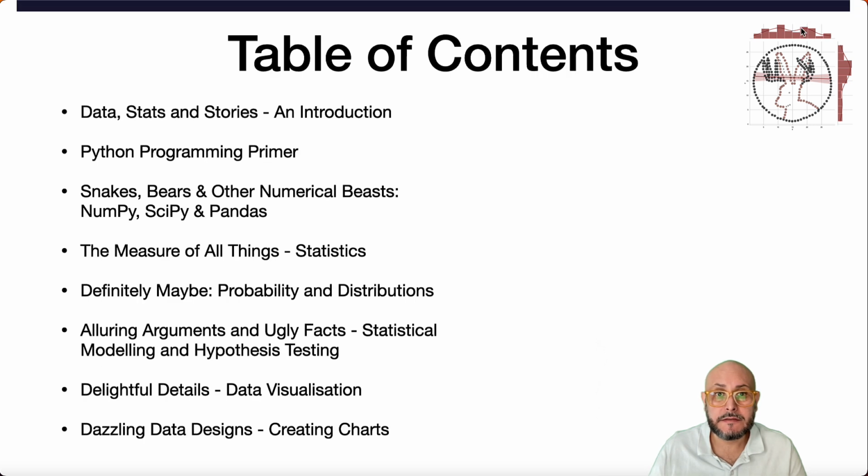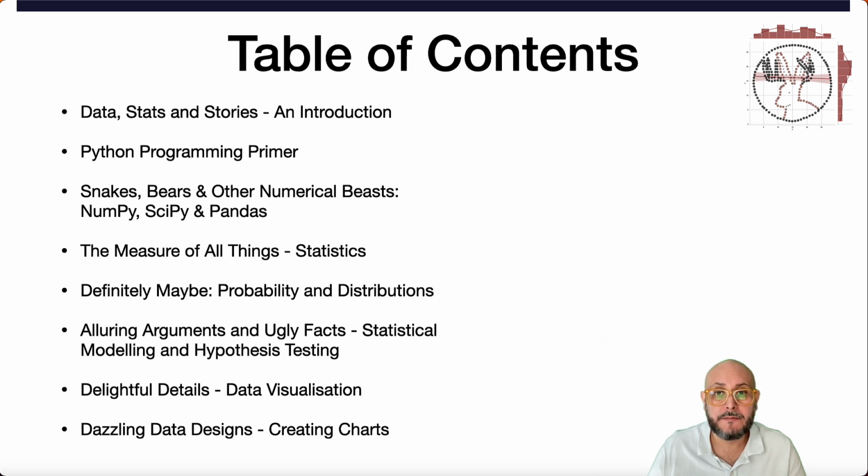The book contains several chapters, as you may imagine, and they are detailed here. In chapter 1, we cover an introduction into data, statistics, and stories. Since we're using Python, we present a programming primer in Python in chapter 2. Chapter 3 covers the use of NumPy, SciPy, and pandas. And then we start looking at statistics per se in chapter 4. We follow that in chapter 5 with an analysis of probability and probability distributions. And then we move on to tackle statistical modeling and hypothesis testing. Finally, the last 2 chapters cover data visualization themes. In the first one, we talk about data visualization in general, and in the final chapter, we cover the creation of graphs using Python.